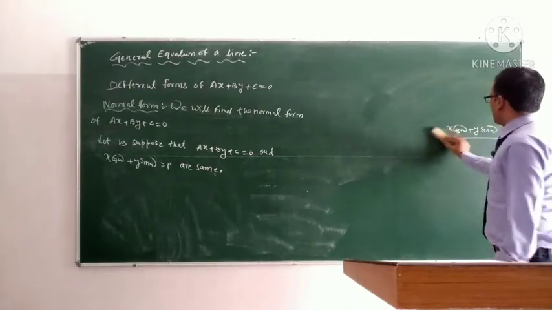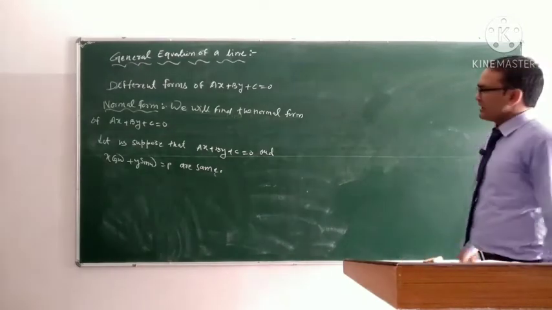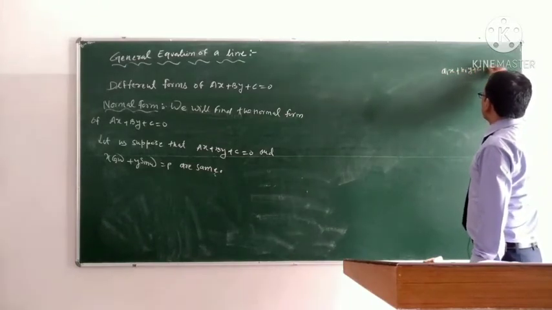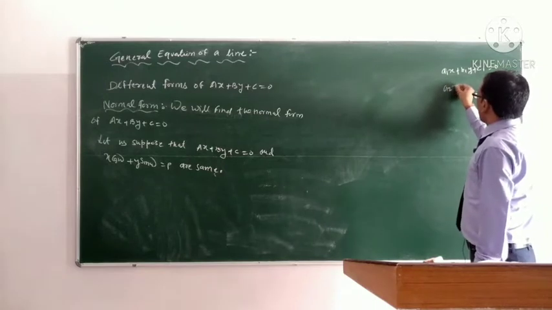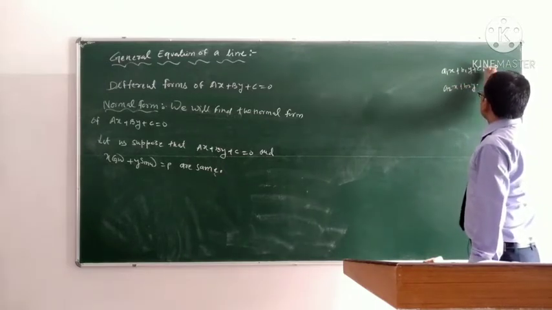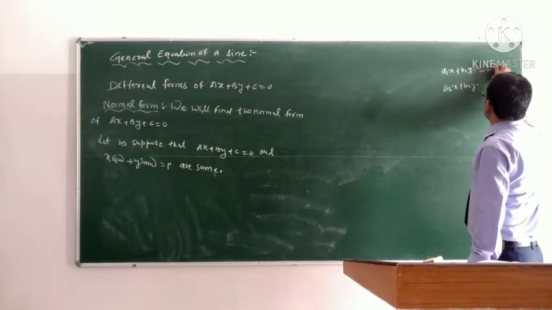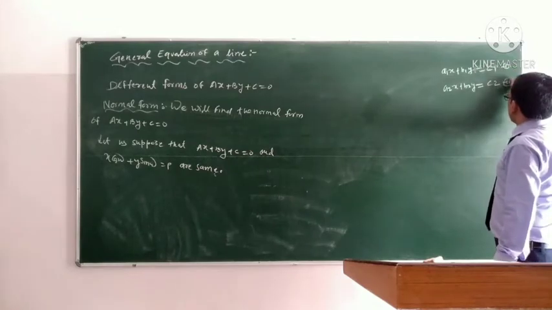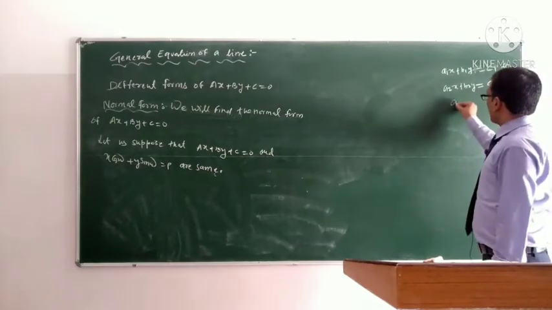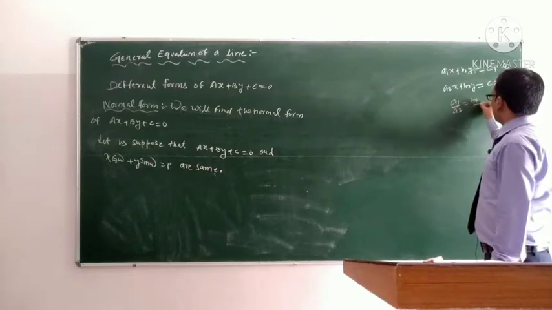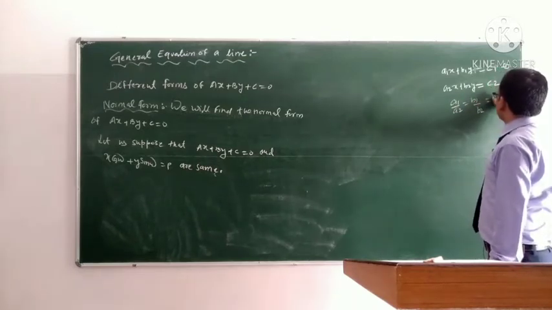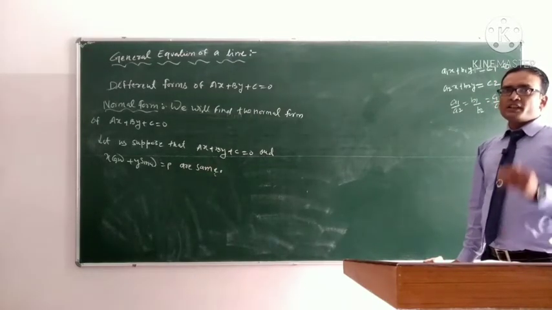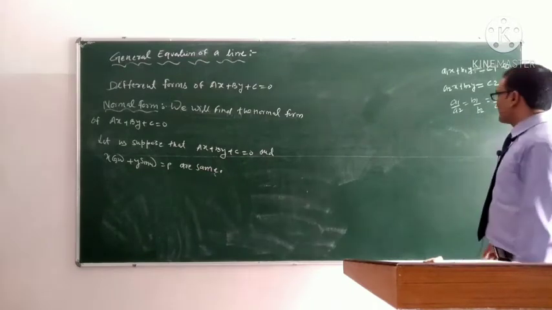Okay students, you have studied in class 10th that if two lines a1x plus b1y plus c1 equal to 0 and a2x plus b2y plus c2 equal to 0 are the same, then a1 upon a2 equal to b1 upon b2 equal to c1 upon c2. Okay students, you can understand this concept by a given example.